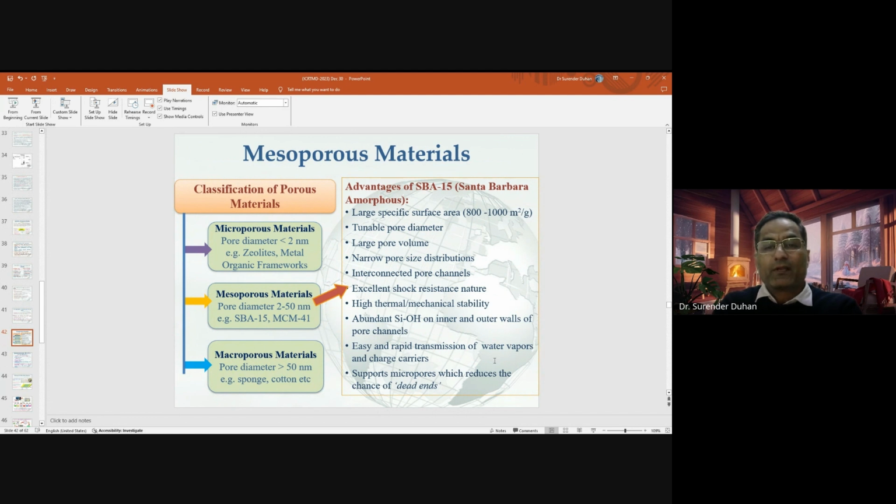Tunable pore diameter, large pore volume, narrow pore size distribution, interconnected pore channels, excellent shock resistance, high thermal and mechanical stability, easy and rapid transmission of water vapor and charge carriers, and support micropores which reduce the chance of dead ends.